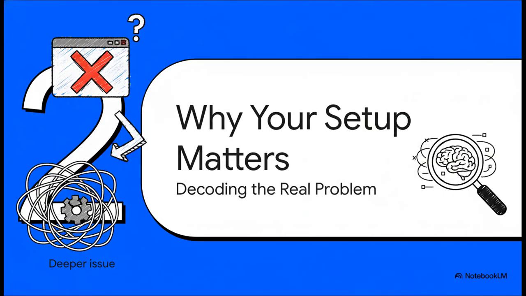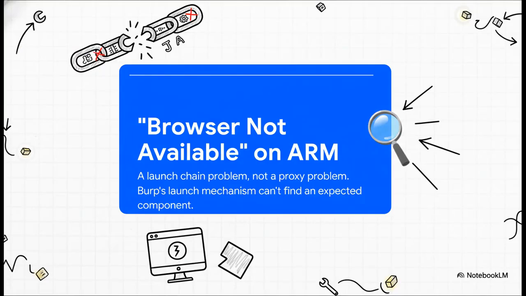So if our goal isn't just about fixing the browser, what is the real problem? Well, that error message is basically lying to you. It's not really about the browser being unavailable. It's a symptom of something much deeper inside your specific virtual machine setup. Okay, here it is, the big aha moment. This has almost nothing to do with your proxy. It is a launch chain problem.